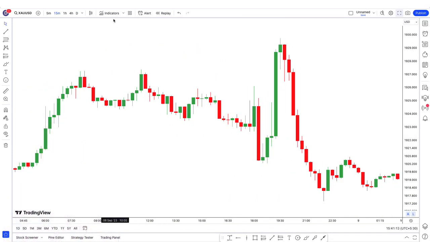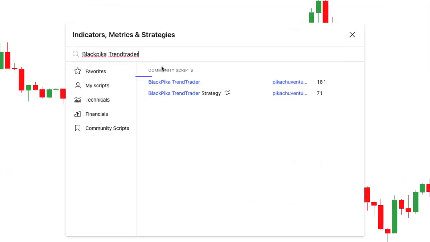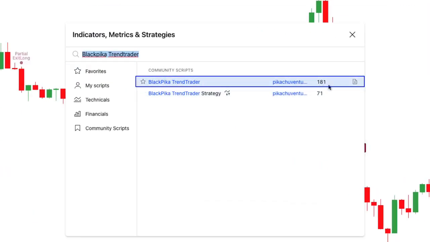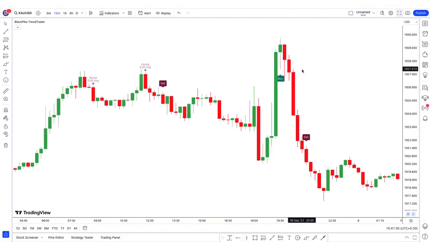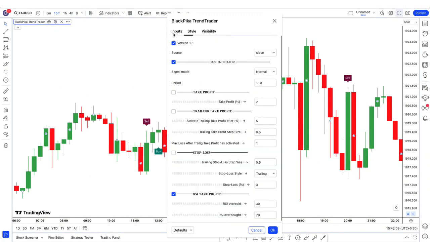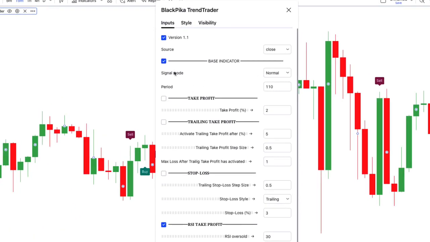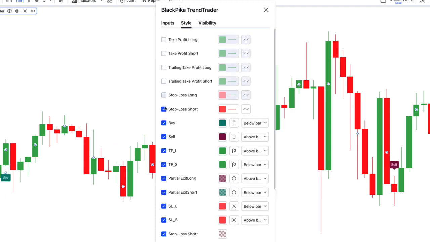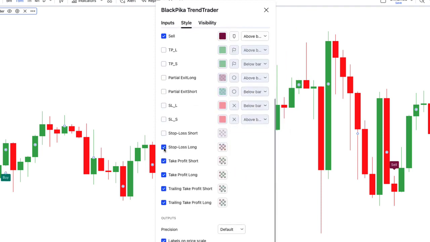Go over to the Indicators tab and search for Black Pica Trend Trader, created by Pica, to add it to your chart. Then open Settings, and go to the Input tab. Here change signal mode from normal to sensitive, change period 110 to 200, and uncheck RSI take profit. Now move to the Style tab, uncheck all, leave buy and sell only.